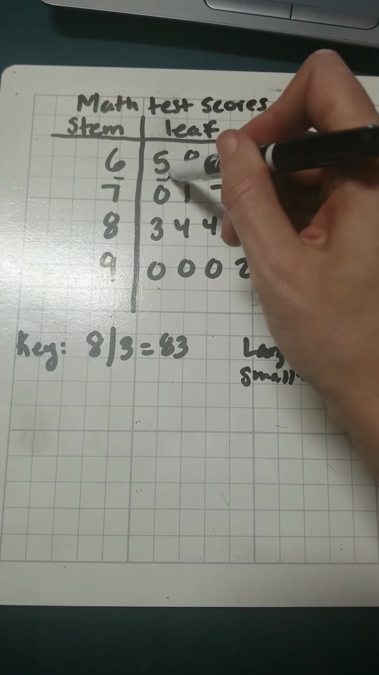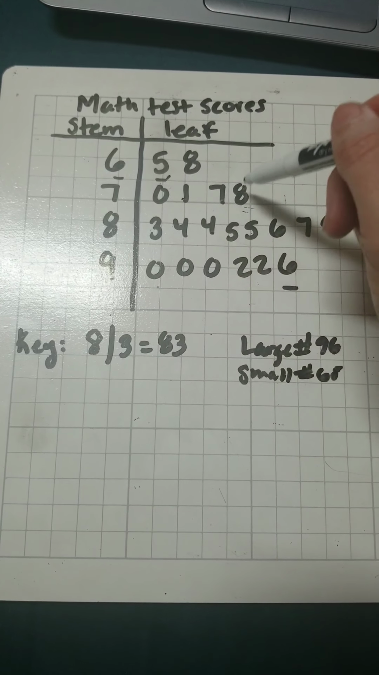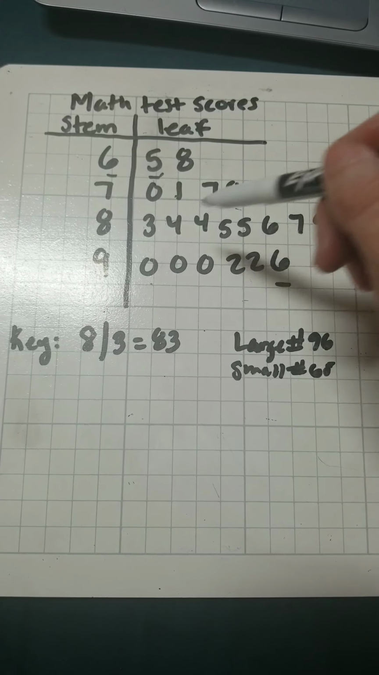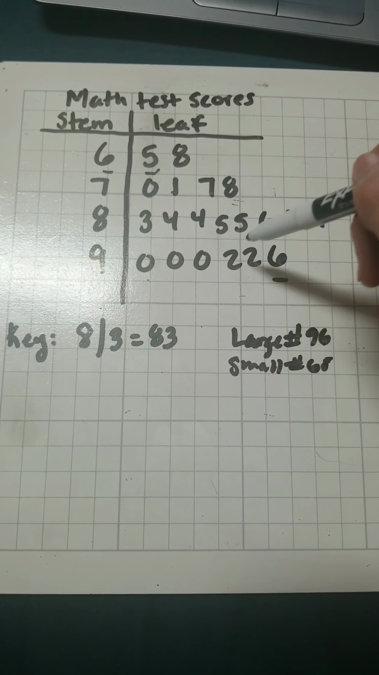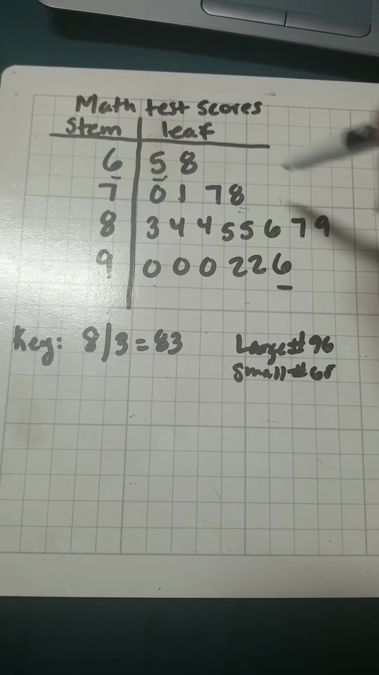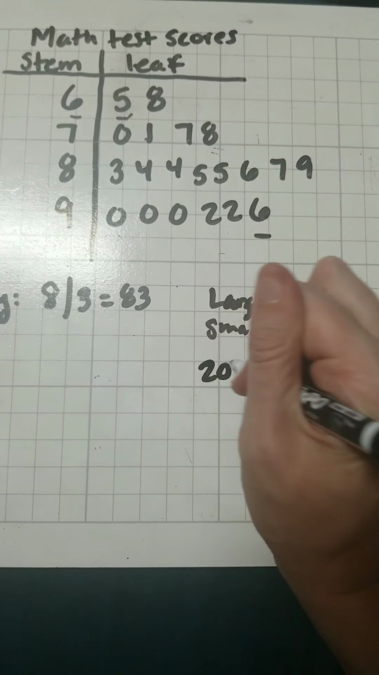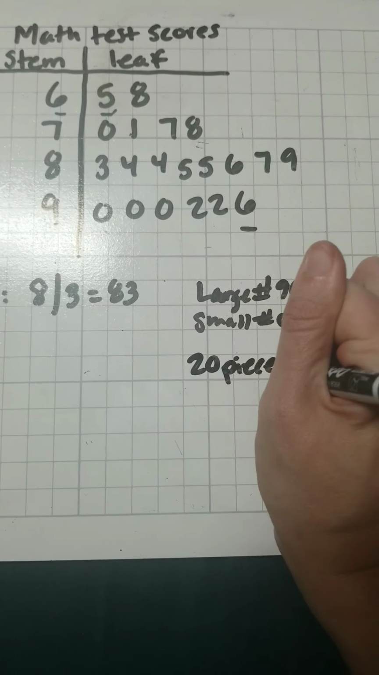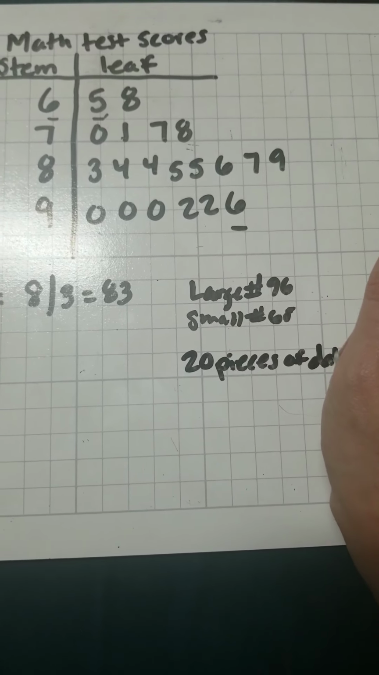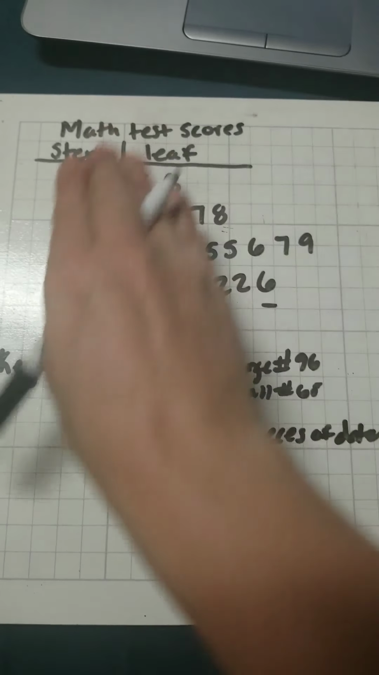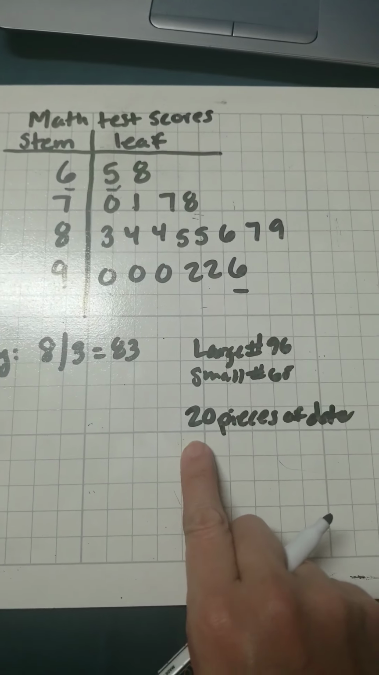There are exactly 1, 2, 3, 4, 5, 6, 7, 8, 9, 10, 11, 12, 13, 14, 15, 16, 17, 18, 19, 20 pieces of data in this data set. So 20 pieces of data. So this is going to come in handy whenever we find the mean, because we're going to have to add all of those numbers together and divide by 20.